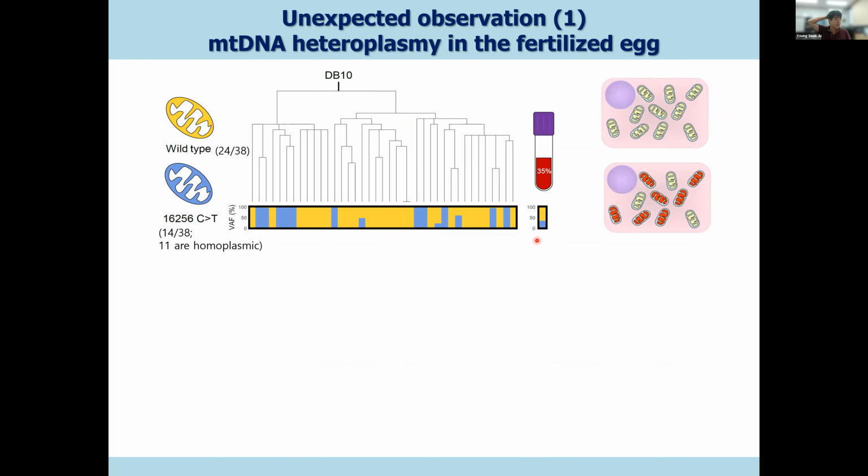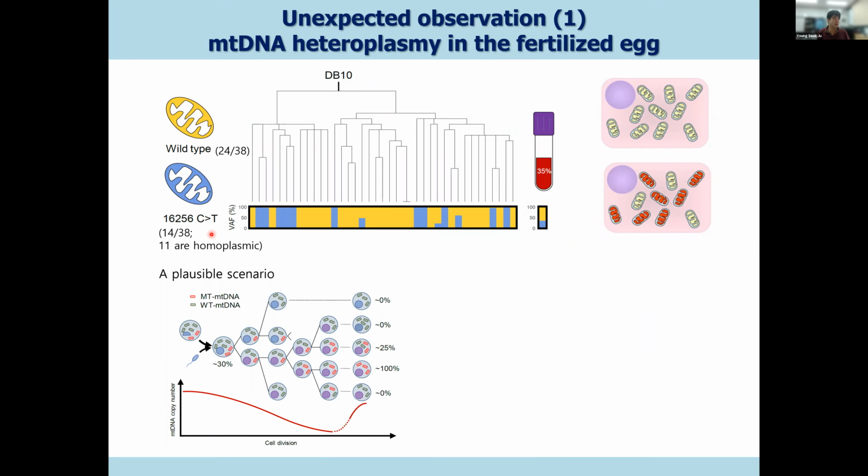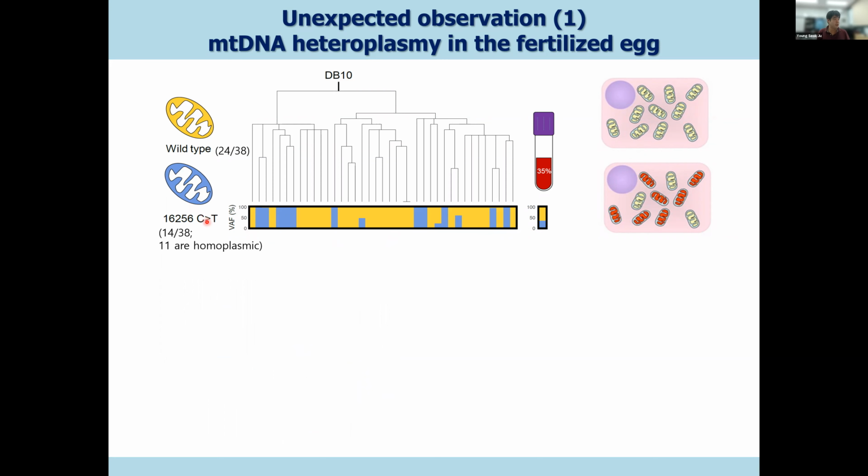There were some unexpected observations as well. The first one is mitochondrial DNA heteroplasmy. In DB10, we derived 38 clones, and from 14 of them, we identified this mitochondrial mutation. And this mitochondrial mutation was present in almost homoplasmy in those 14 clones. And because the mutation is only found in this specific individual, it is unlikely that those mutations were acquired independently in each lineage. A more plausible mechanism is that the mutation was present in the fertilized egg of the embryo.